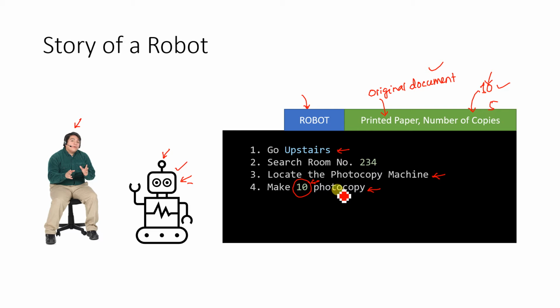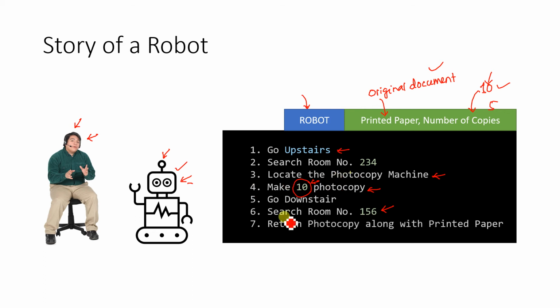Then the next step is to go downstairs. He has to come down. Then he has to search for the room number, meaning where the man is actually sitting. The man may be sitting in some room number, let's say 156. So I'm just assuming it. This is for the sake of understanding what exactly the robot is going to do.